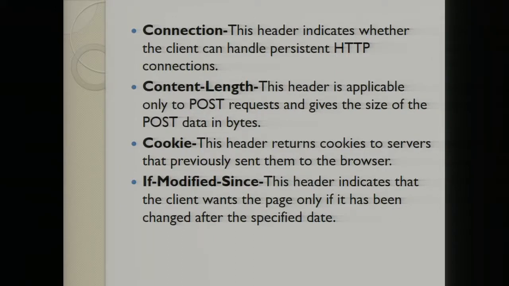In the Connection header, this header indicates whether the client can handle persistent HTTP connections. Suppose, for example, persistent connections permit the client or the browser to retrieve multiple files, for example an HTML file with several associated images. If you are accessing that, the connection must be alive every time. So with this single socket connection, we save the overhead of negotiating several independent connections.